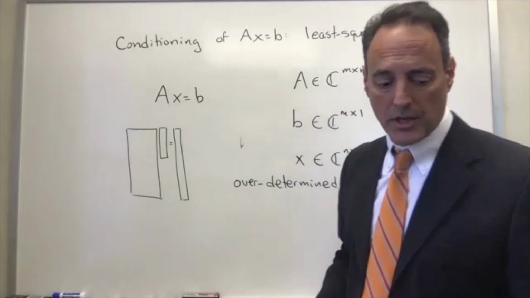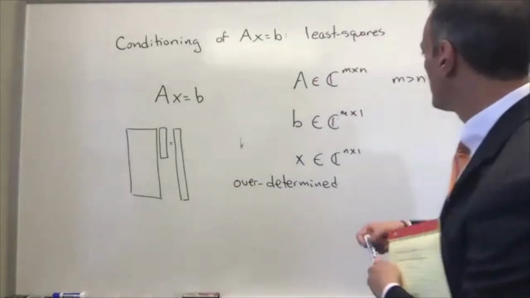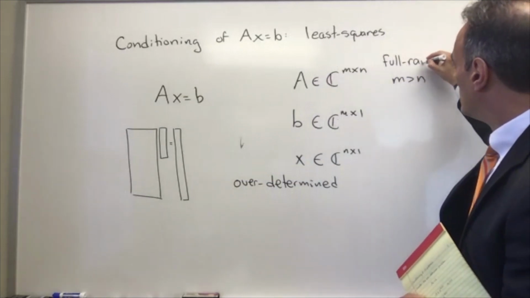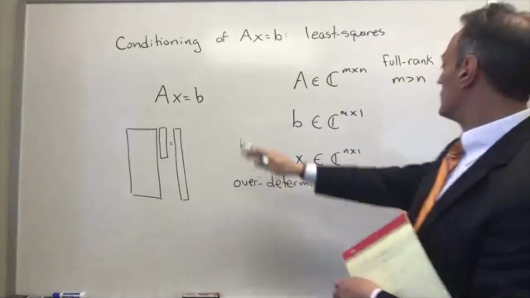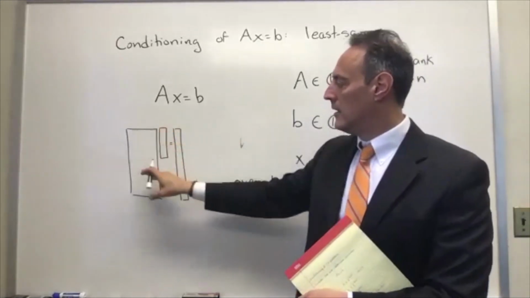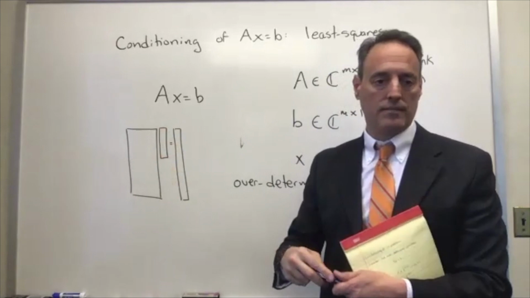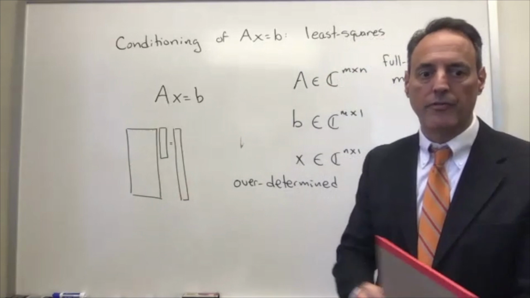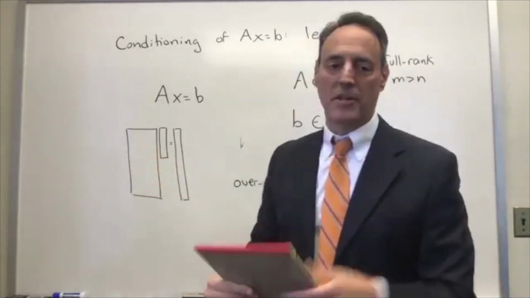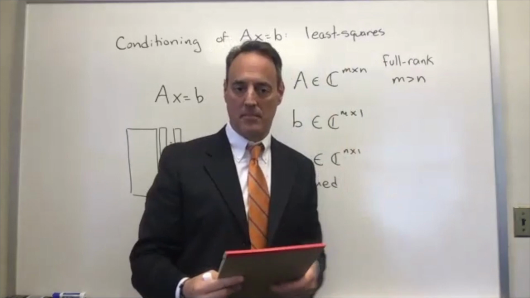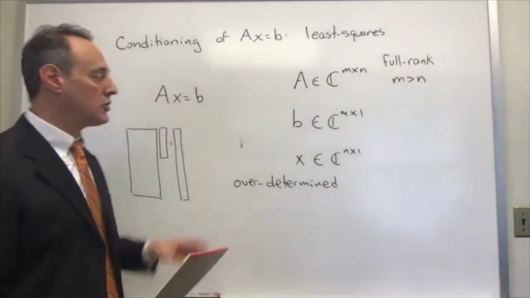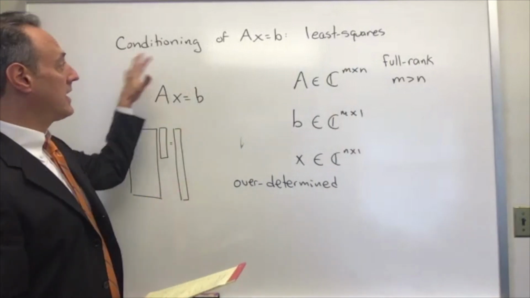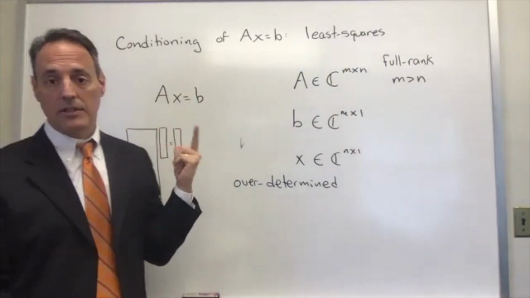We're going to make one more assumption: that A is not only m bigger than n, but that A is full rank. So in other words, the columns of A span a space of n dimensions. So it's full rank. There's no two columns that are the same or some scaling of the same. All right, so those are the assumptions we want to work on. And what we're really going to address here is thinking about conditioning of this least square problem.